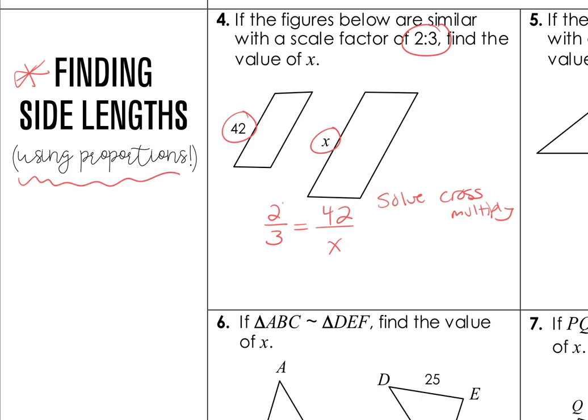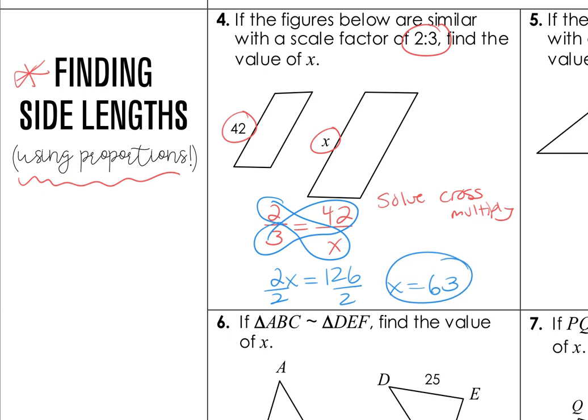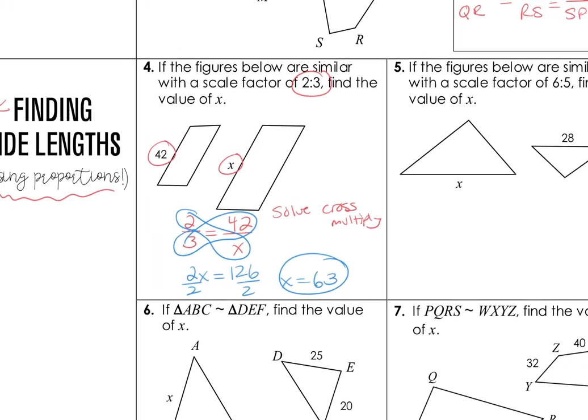So I'll multiply the diagonal with the variable first. 2 times x is 2x. Then I'm going to multiply 3 times 42, 126. And we can solve this. Divide both sides by 2. I get x equals 63. So a little bit of algebra, a little bit of dropping back to ratio and proportion. And we'll continue to do the same type of problem.